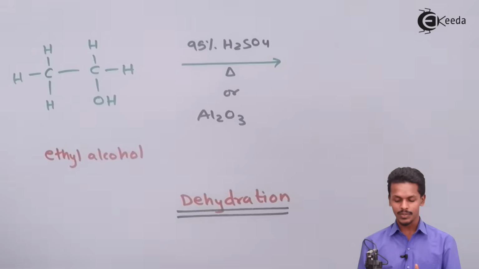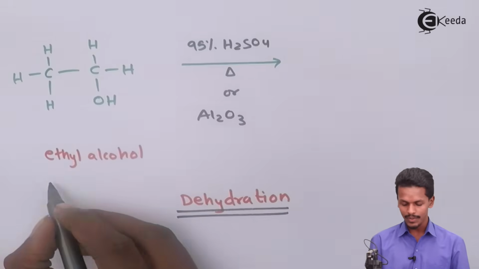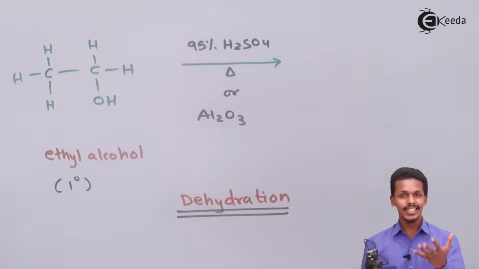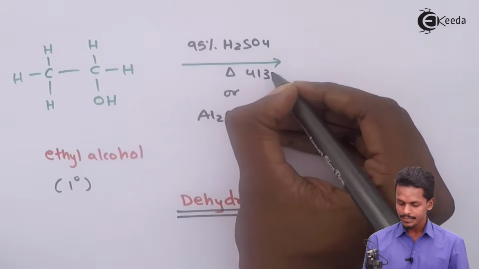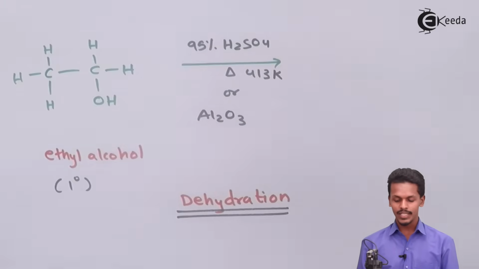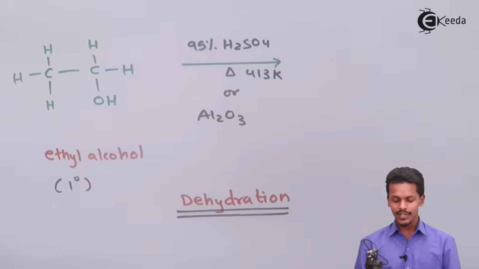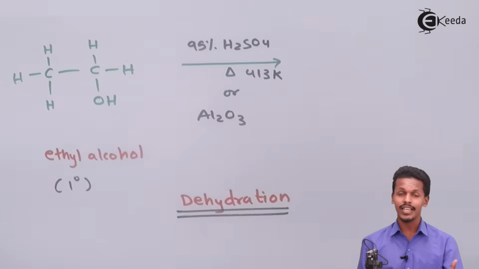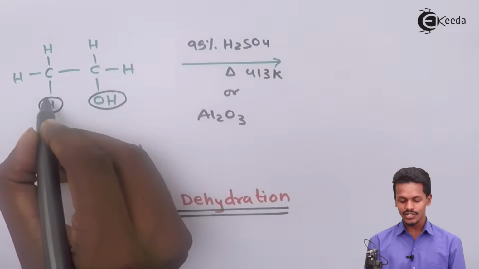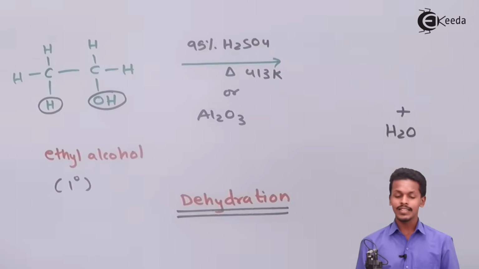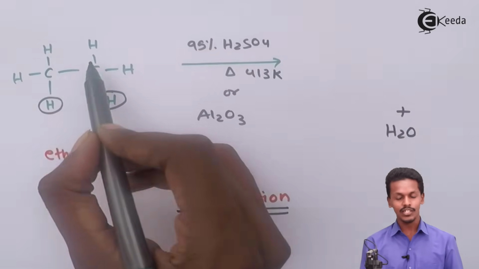So suppose this is a primary alcohol, and we are reacting it with 95% H2SO4. Then the temperature required in this process is 413 Kelvin. Here we are using 95% H2SO4 and not Al2O3, because now we are concerned with the dehydrating agent, sulfuric acid. In this process, the OH and this H will both be removed as H2O. And what will be left with us is CH2 and CH2.